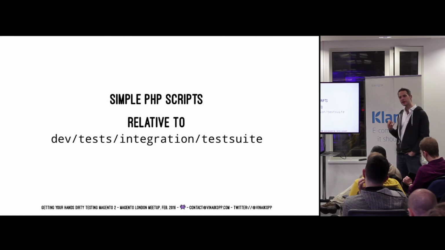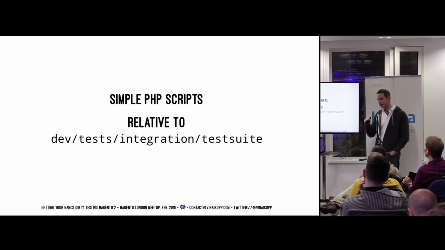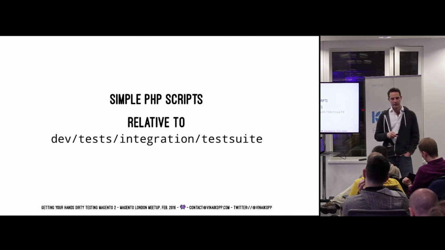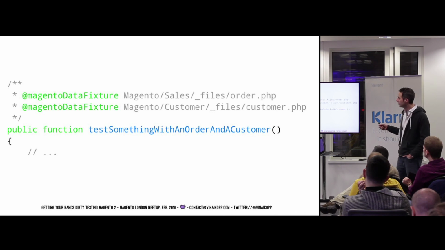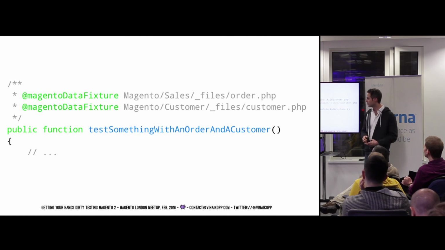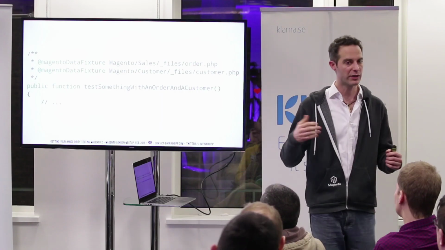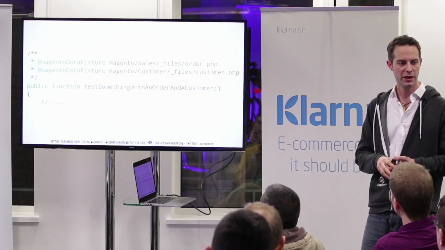Now, most fixtures in the Magento 2 testing framework are simple PHP scripts. And they are specified with a file system path relative to this directory here, the test suite directory. To specify them, we can use the special annotation that the testing framework provides, which is Magento data fixture. And then we can specify the path name to the fixture file, and it will simply include those files before it runs a test. Very simple. So for example, here we're creating an order and we're creating a customer. So now we can run a test that uses an order and a customer. And it's pretty simple.